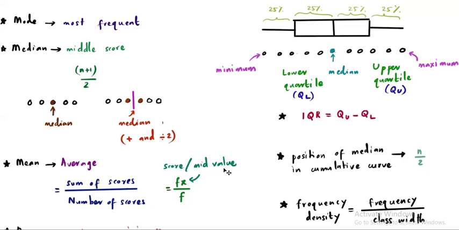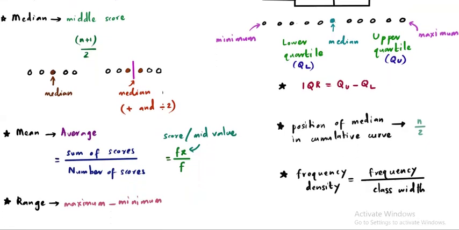The reason it's going to be the mid value is that the class interval will be given as a group, for example, 2 to 10. So we need to find the mid value by adding the two values and dividing by 2. That value only should be multiplied with the frequency and divided by the total of the frequency.